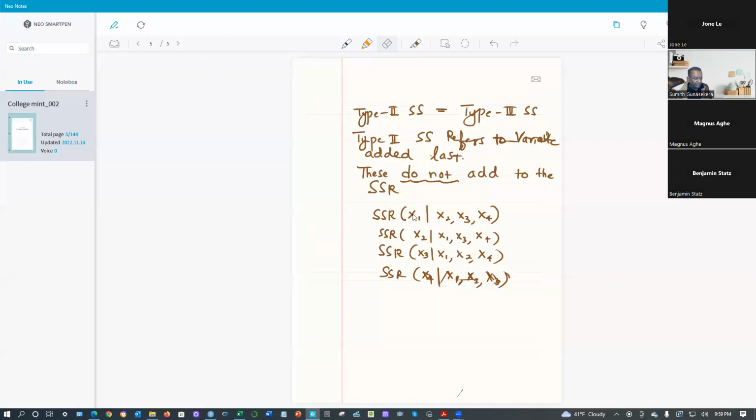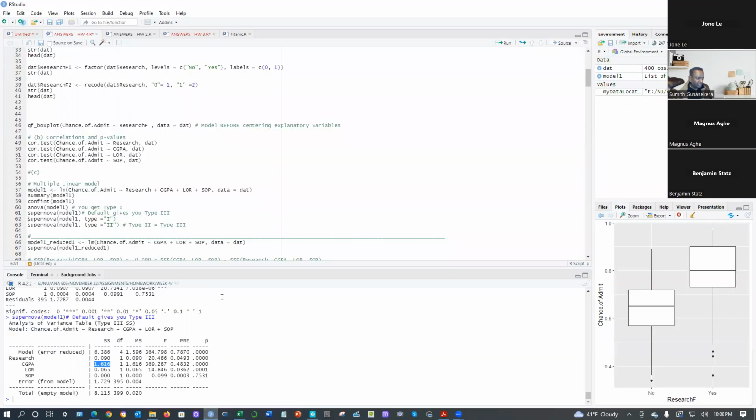Now, you know how to calculate this one. I'm not going to write this one. If you have something like this, you know how to calculate it. The whole thing, you can split it: the SSR of all these minus the SSR of this one. But the main point over here is that they do not add. This is type 3 by default.